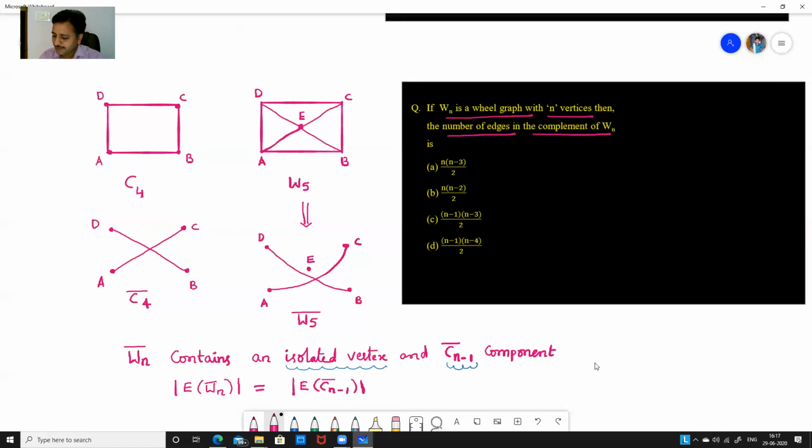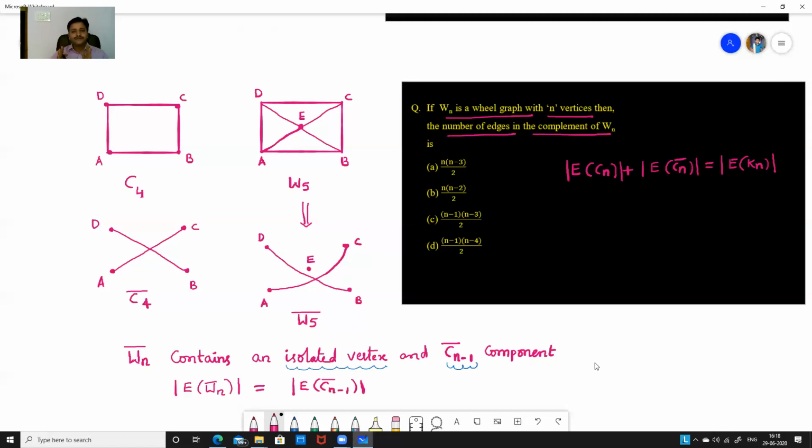I'm going to evaluate the problem here. The number of edges in the cycle graph with n vertices plus the number of edges in Cn bar is equal to the number of edges in the complete graph with n vertices. Is it correct or not? It's a basic principle.